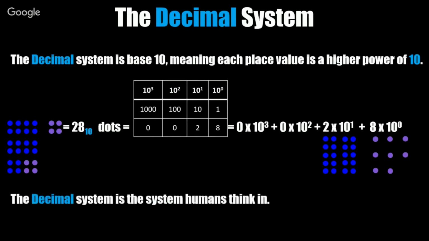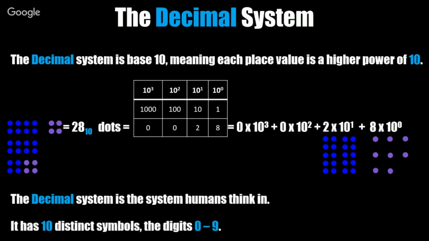The decimal system is, again, the system that humans think in. It uses the digits we are familiar with, 0 to 9. Just remember, each place value represents a higher power of 10 in base 10. You have the ones place, the tens place, the 100s place, and so on. 1 is 10 to the 0, 10 is 10 to the 1, or 10 to the first, 100 is 10 to the second, or 10 squared, and so on. You'll see that binary follows the same pattern with 2 and hexadecimal with 16.